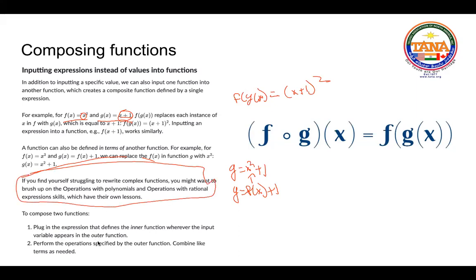So to compose two functions, you plug in the expression that defines the inner function wherever the input variable appears in the outer function. So for g of f of x, you plug in f of x wherever x is in g. Or if it was f of g of x, you plug in g of x wherever x is. And then you just perform the operation specified by the outer function and combine like terms.